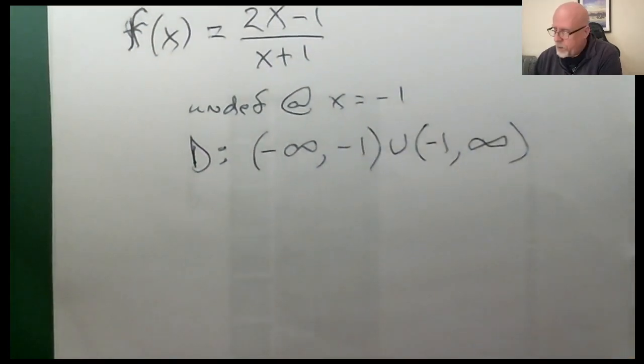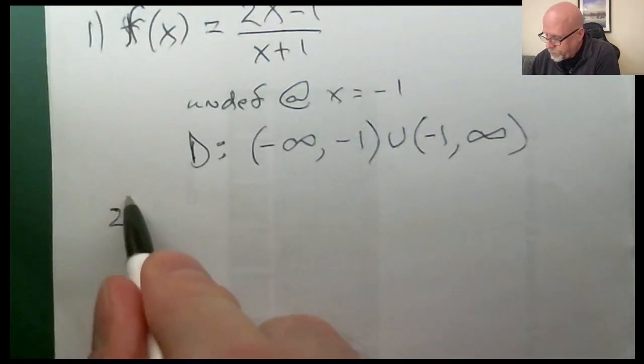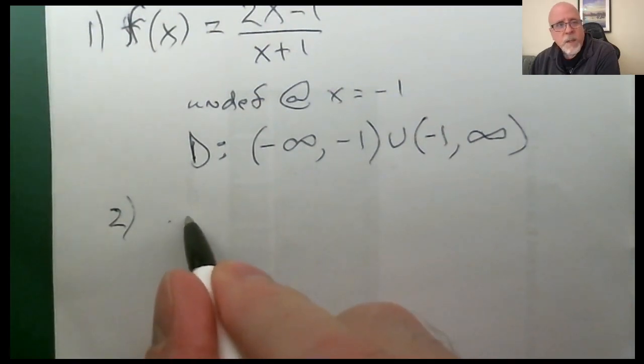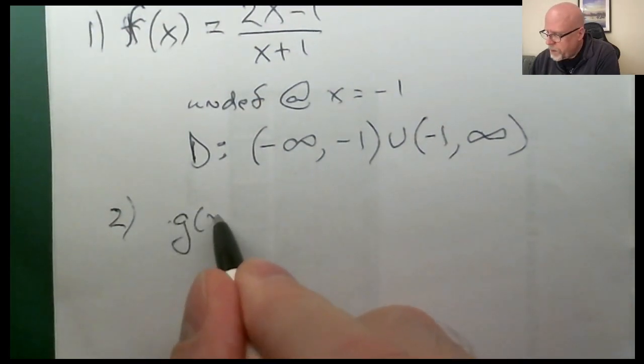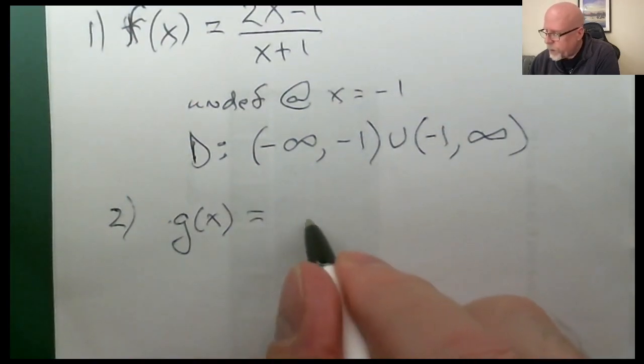Number 2, I sort of said how to do this, so let's actually do it now. The function given in that problem was, they called it g of x. It was 2 minus 3 over x plus 1.